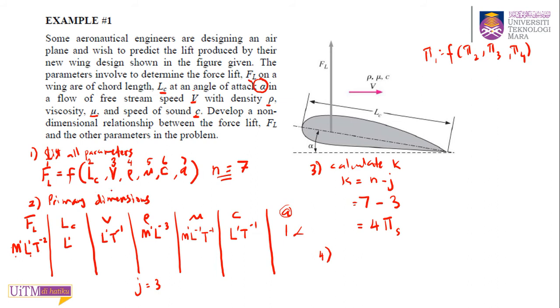Which one is the dependent variable? It is F, right, F_L. So this is the dependent variable, because it depends on L, V, rho. Okay, so this is our dependent variable, and the guideline says you never pick the dependent variable, so we cannot choose this one. Okay, so we cancel that out. So we leave ourselves with the other 6 parameters to choose from.